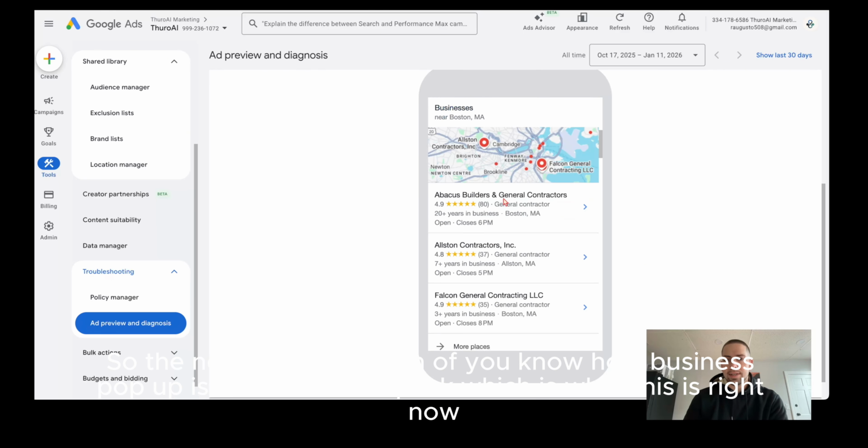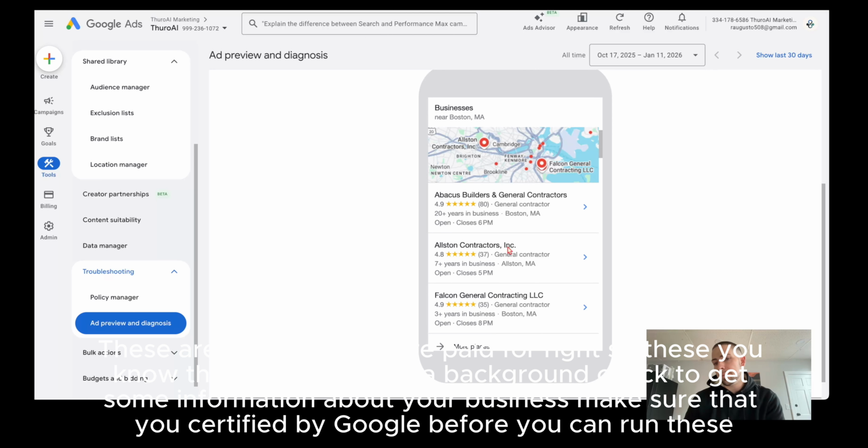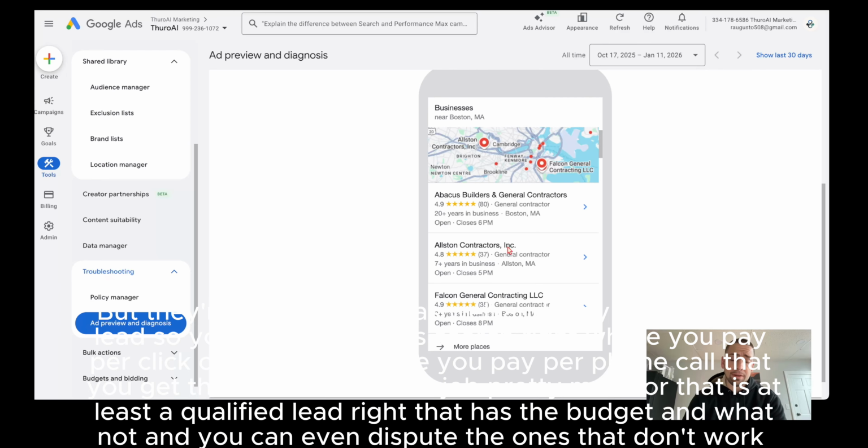So the next section of how businesses pop up is called the map pack, which is what this is, right? Now these are valuable too, for sure. These are the LSAs that are paid for. They require you to get a background check, to get some information about your business, and make sure that you're certified by Google before you can run these. But they're very effective as well, and you pay per lead. Versus search, where you pay per click on the ad, for these you pay per phone call that you get that turns into a job, pretty much, or that is at least a qualified lead that has the budget and whatnot.